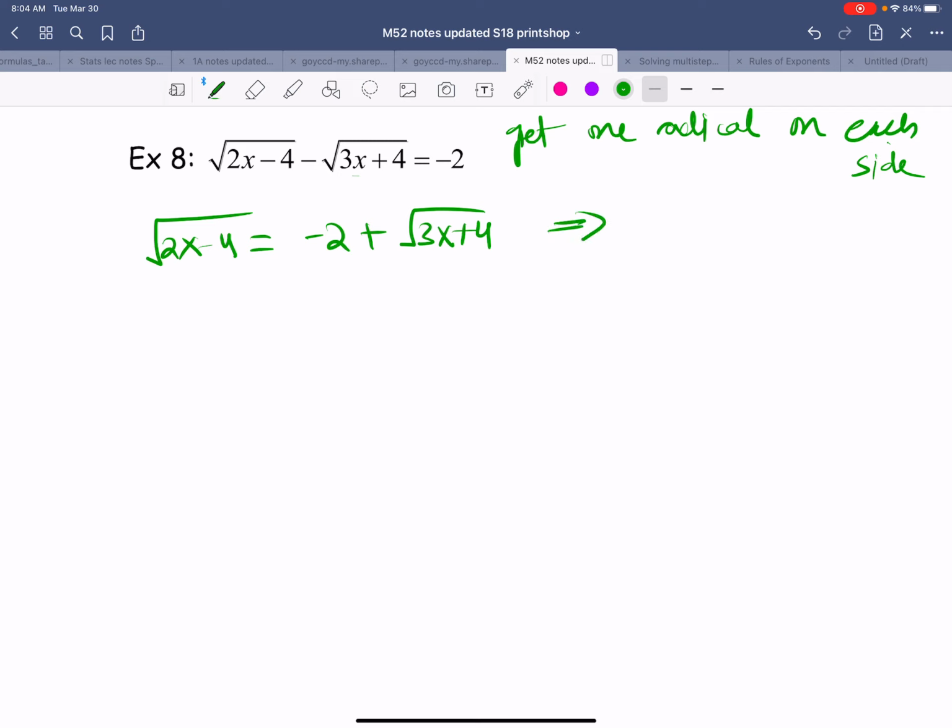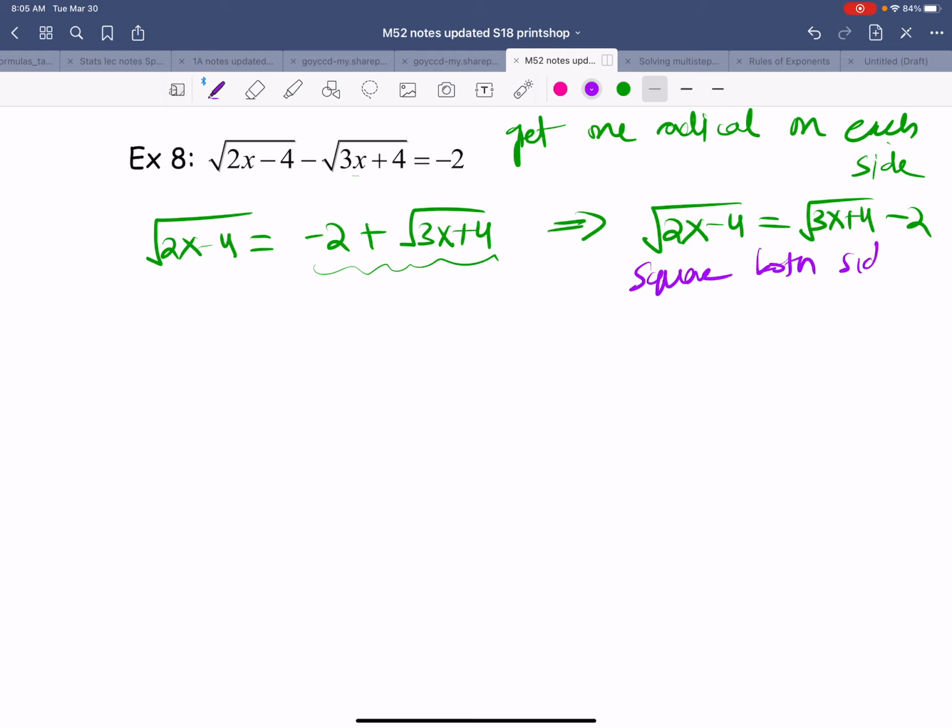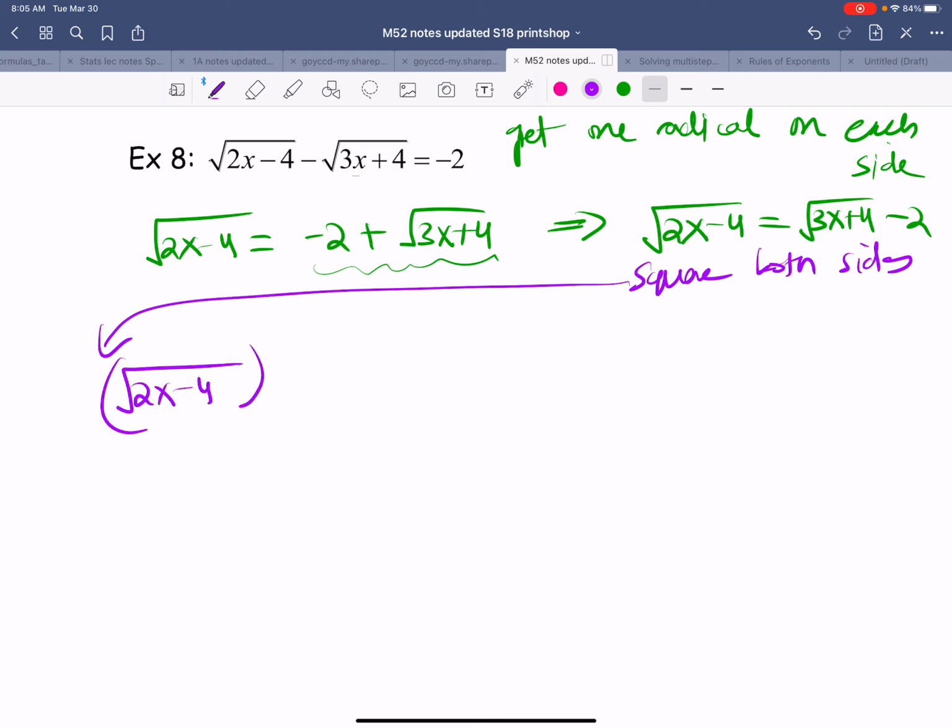Now, I'm going to rearrange the terms a little. I'm going to write it as square root of 2x minus 4 equals square root of 3x plus 4 minus 2. I'm just rearranging the right-hand side to make sure my first term is positive. It's not incorrect the way it's written, but it's nice to have your first term positive. Once you have isolated the radical, you're going to square both sides. And when you square both sides, you have square root of 2x minus 4 squared equal to square root of 3x plus 4 minus 2 squared.